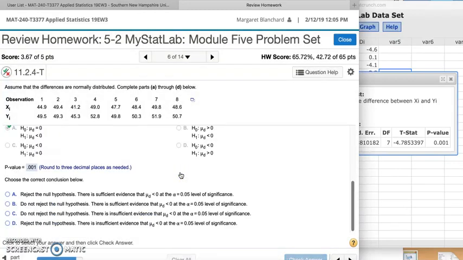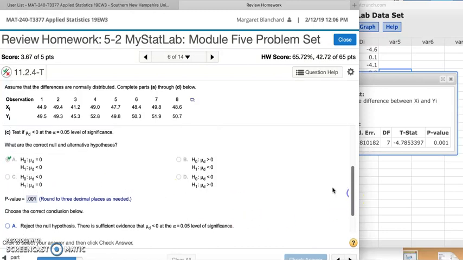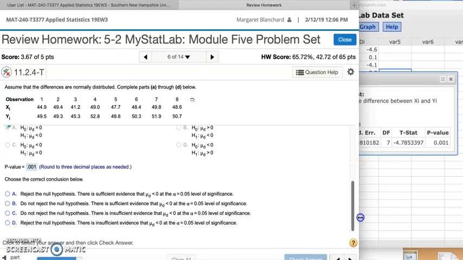Fantastic. Choose the correct conclusion below. So remember, if the p-value is less than alpha, then we reject the null hypothesis. Our alpha given right up here is 0.05. Our p-value is 0.001. Our p-value is definitely less than alpha. So we already know that we're rejecting the null hypothesis. So we know that our answer is going to be A or D. So let's go ahead and read the rest of it. This one says there is sufficient evidence that the mean difference is less than 0 at the alpha equals 0.05 level of significance. That is the correct answer.